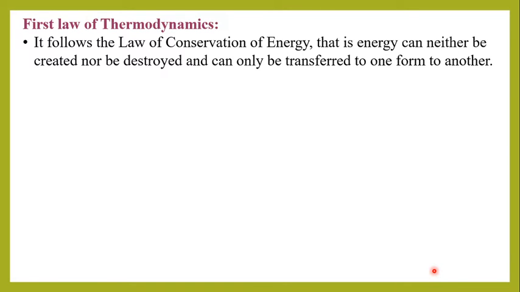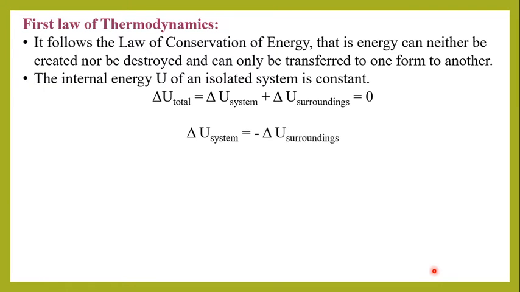Now we will see the first law of thermodynamics. There are many statements for the first law of thermodynamics, so one by one we will see. First, it follows the law of conservation of energy. That is, energy can neither be created nor destroyed and can only be transferred from one form to another. The next is that the internal energy U of an isolated system is constant. In the previous lecture we studied what an isolated system is: a system in which neither energy nor mass gets transferred between system and surrounding. We denote internal energy by the symbol U, and the change in internal energy is denoted by delta U.